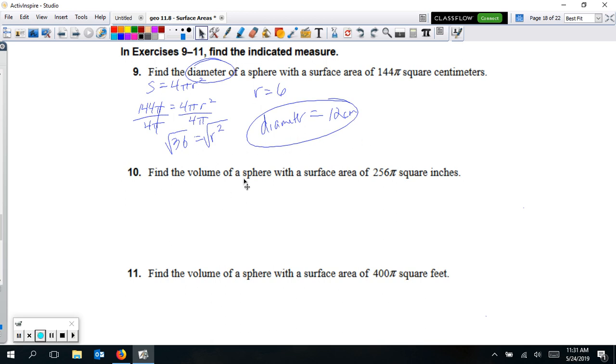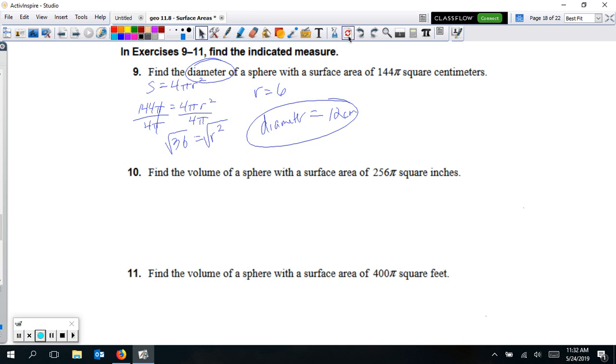For finding the volume of a sphere with a surface area of 256 pi square inches, we need to find the radius again. We need to know what the radius is so that we can plug it into the volume formula and find the volume.